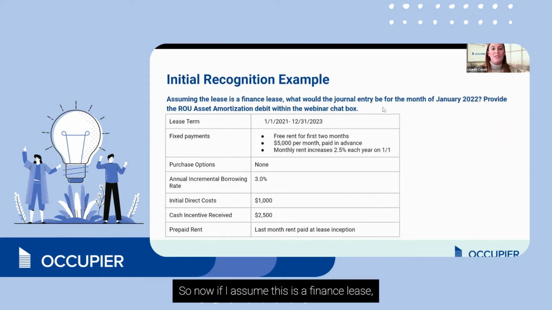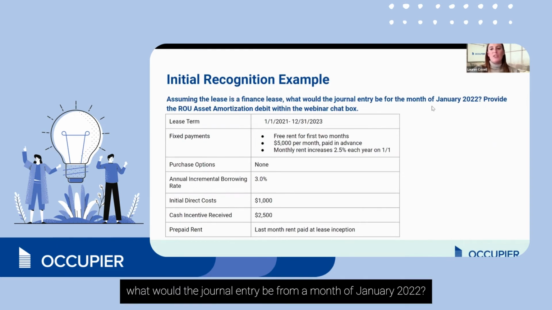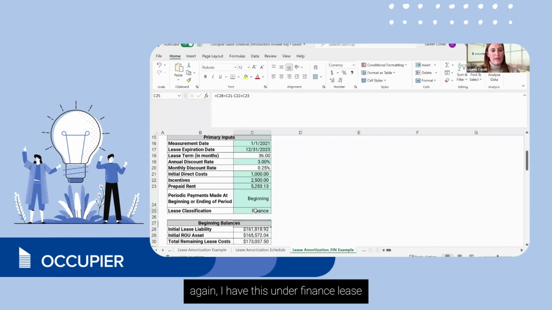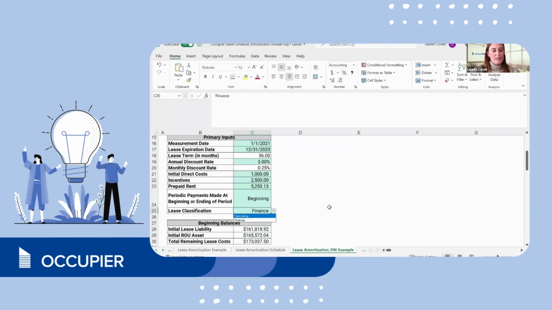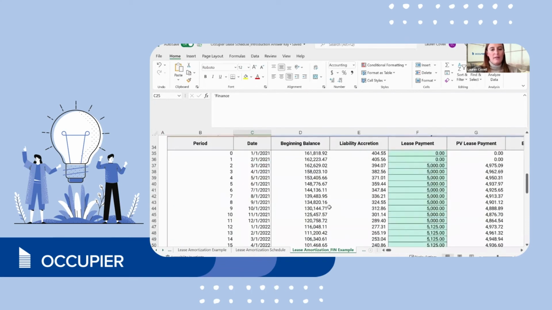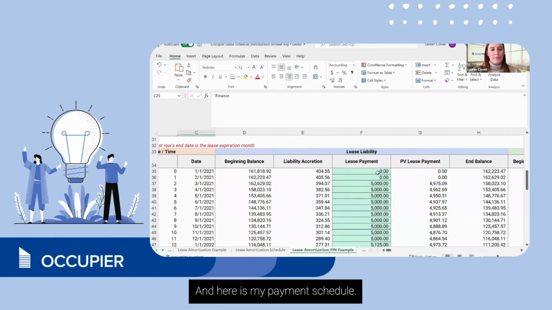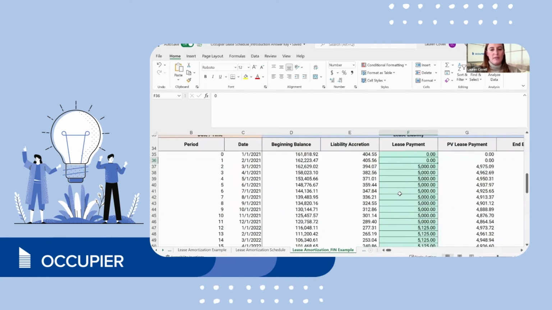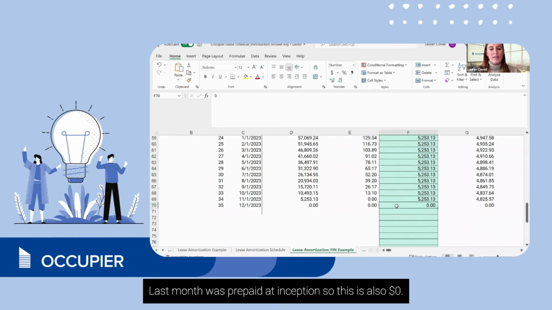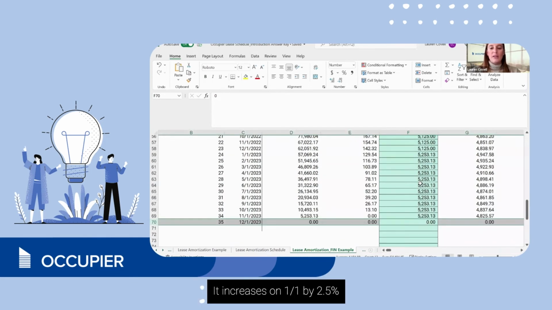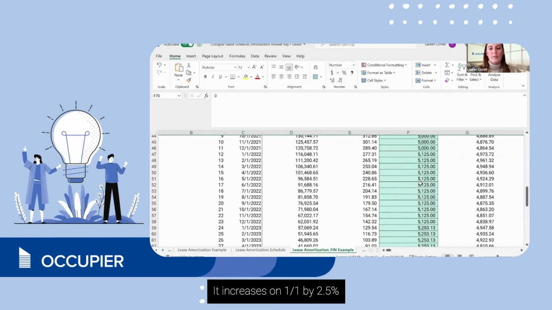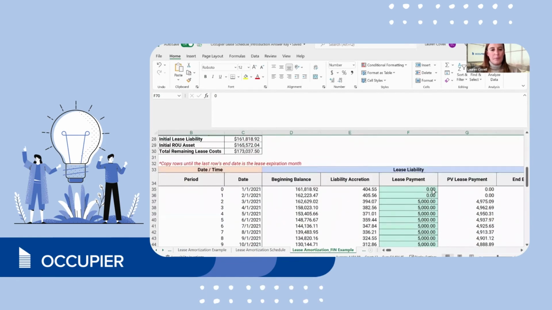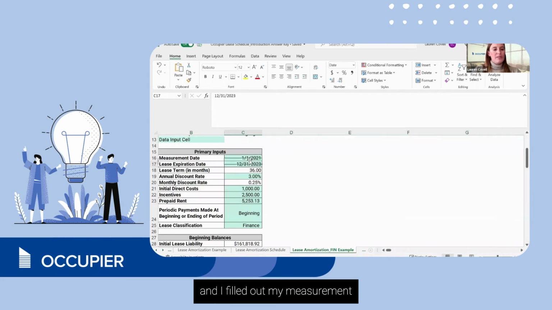So now if I assume this is a finance lease, what would the journal entry be for the month of January 2022? To show my schedule again, I have this under finance lease, right here. And here is my payment schedule. I skip the first 2 months. The last month was prepaid at inception, so this is also 0. It increases on 1/1 by 2.5%. And I filled out my measurement date and lease expiration date as such.